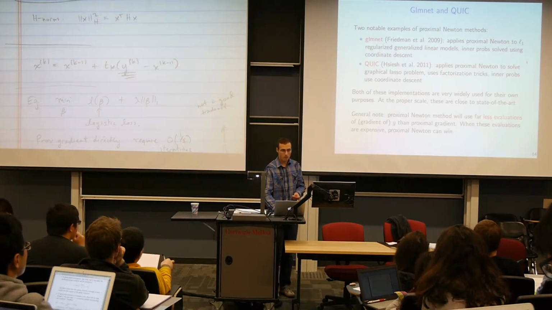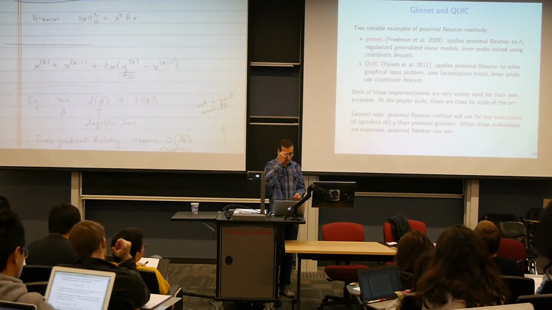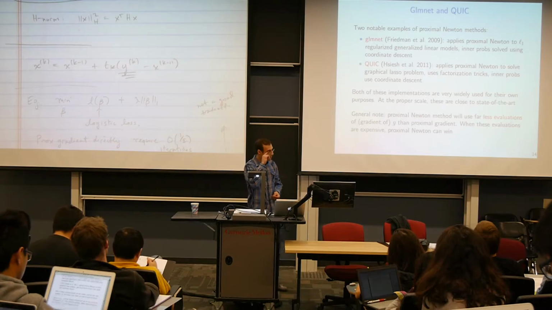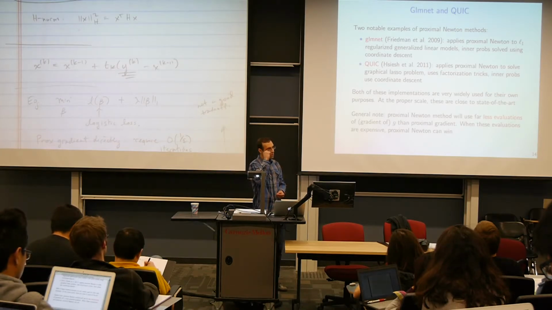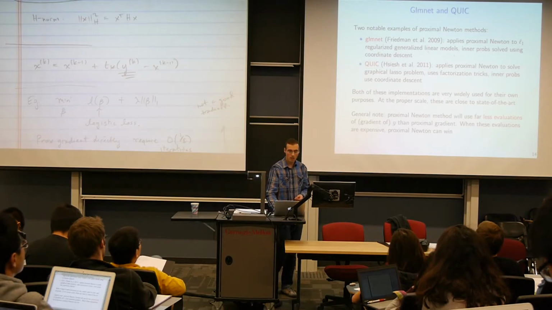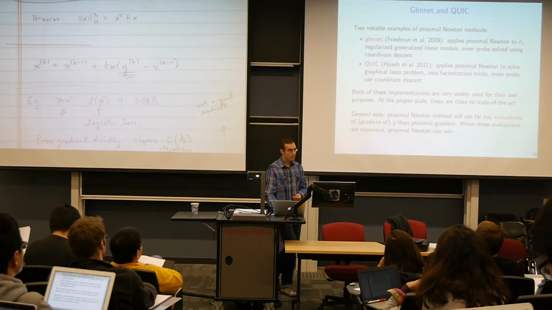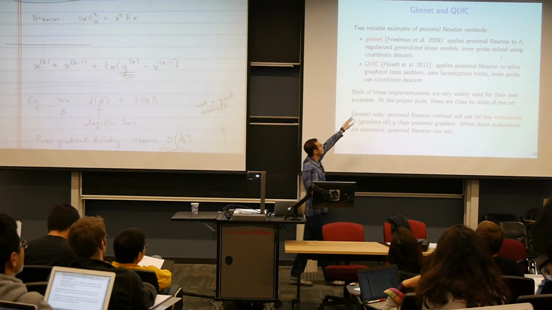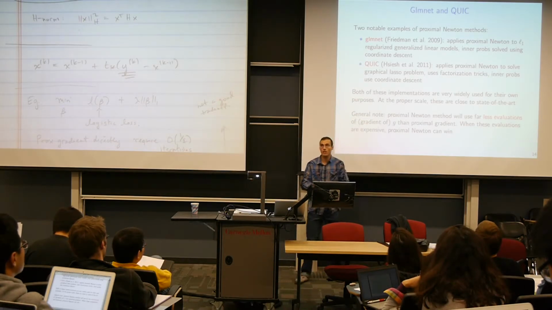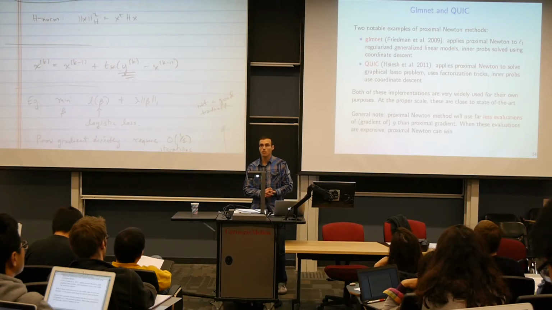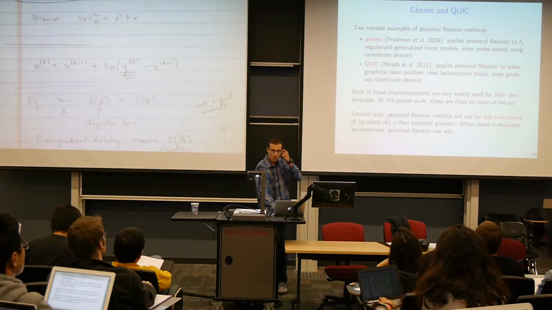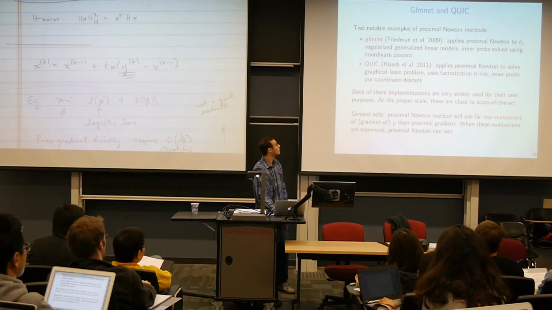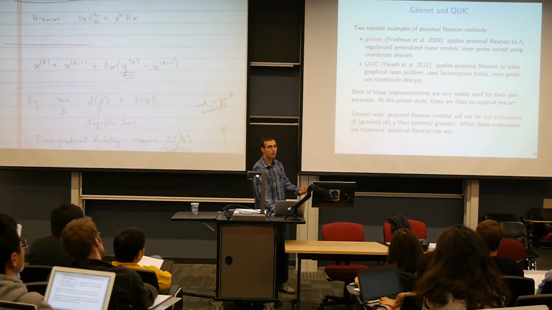Another very popular method is QUIC. It applies proximal Newton to solve graphical lasso problems. So different classes of loss functions from generalized linear model losses. And again, it uses proximal Newton and reduces to using coordinate descent on the inner problems, which are just lasso problems, right? Quadratic problems with an L1 penalty. So some more evidence that coordinate descent is very efficient for the pure lasso problem. You can see it's used in both of these methods as the go-to solver in the inner loop.